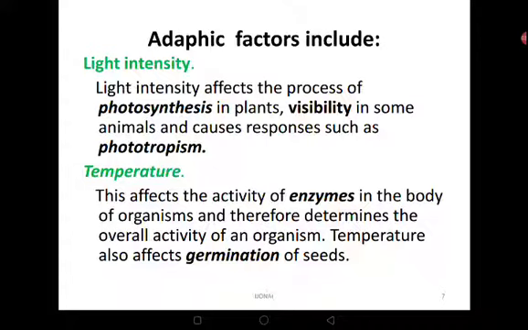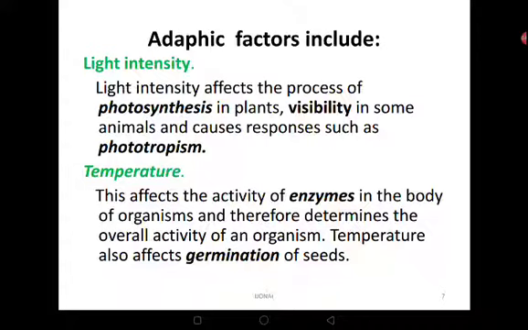You know very well that light comes from the sun. That is a major source of light for living organisms. And light intensity, the amount of light reaching the organisms, has an impact on the process of photosynthesis. You know that photosynthesis is a process by which living organisms make their own food using light energy and then inorganic compounds. So photosynthesis would not be there if there was no light.